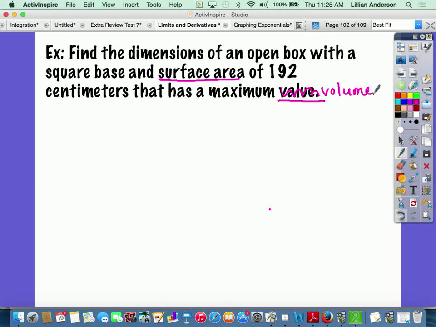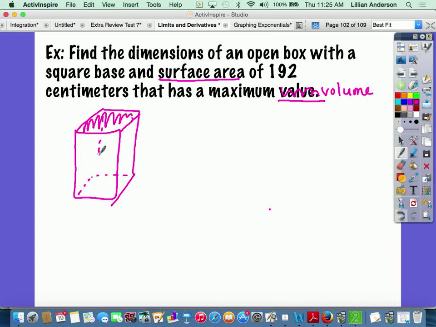Okay? So it says the dimensions of an open box with a square base and a surface area of 192. We're trying to find the maximum volume. Okay? Well, a box with an open base, okay, or open face, so this one is the open one, has a surface area of 192. Okay? Let's label step one.